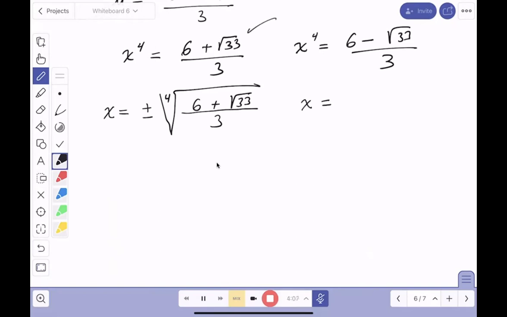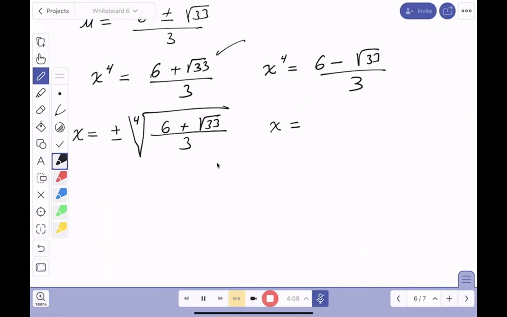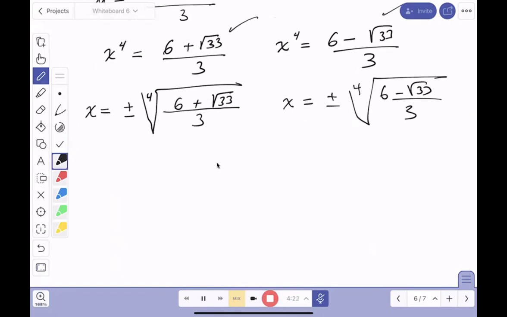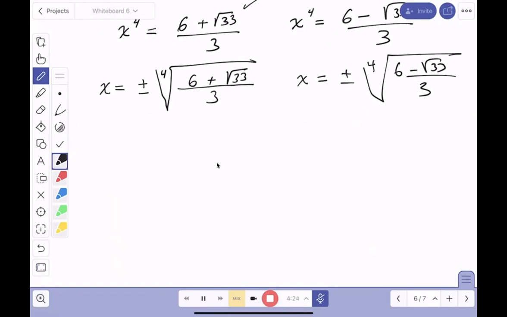Well, by the way, this is clearly a positive number. I want to point out 6 minus root 33 is definitely a positive number too. So there's going to be a real solution over here. We're getting 4 of them, by the way. All right, the nightmare's not over. I kid you not.